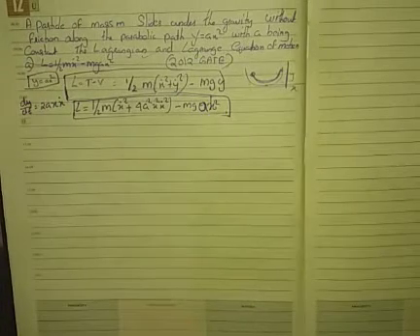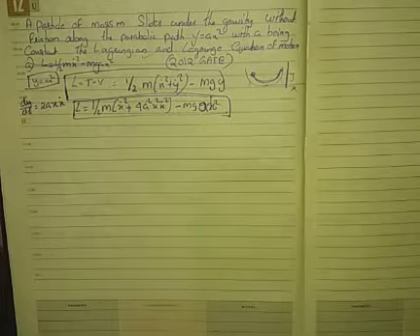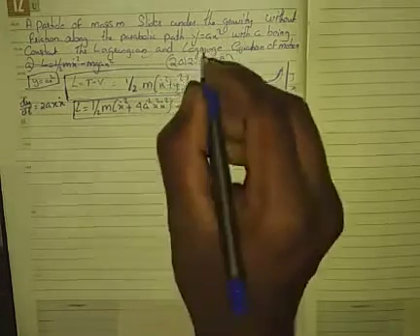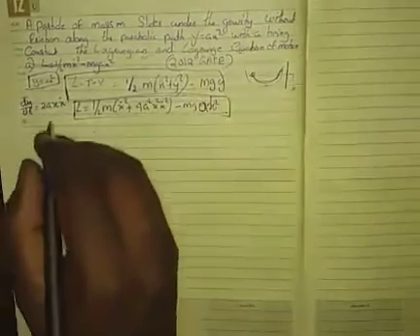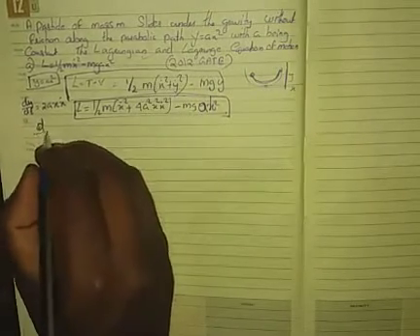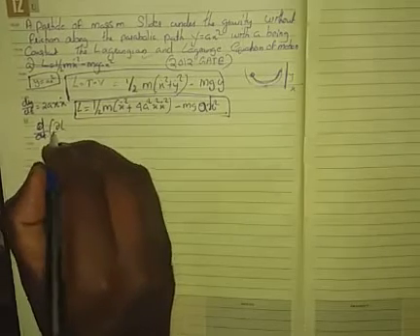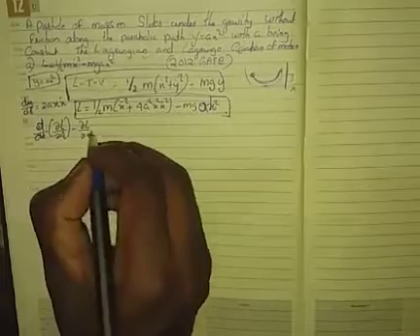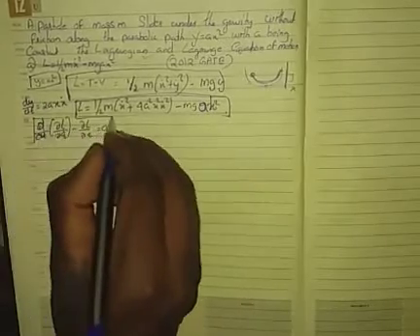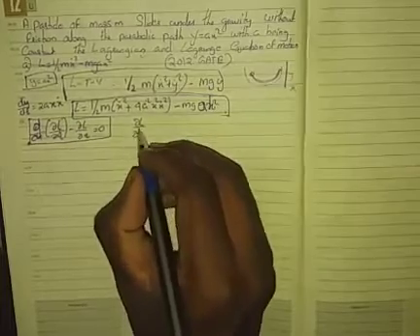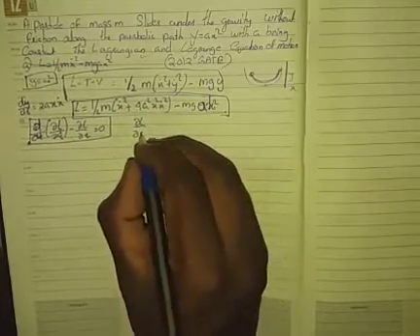The next thing we need is to find the Euler-Lagrange equation of motion. We know Lagrange's equation: d by dt of dou L by dou q dot, minus dou L by dou q, is equal to 0. This is the Euler-Lagrange equation. So we need to find dou L by dou q dot, and here it is x dot.